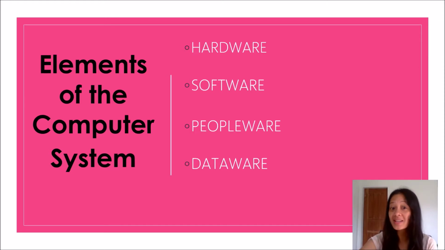So what are these words? Hardware. From the word hardware, you get hard and ware. Then software, we have soft and ware. Peopleware, you have the word people and ware again. And lastly, dataware, we have data and ware. So they are compound words.